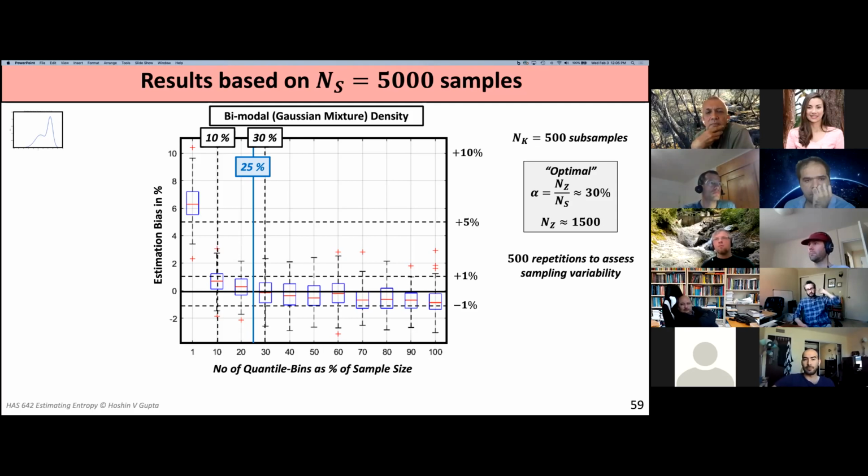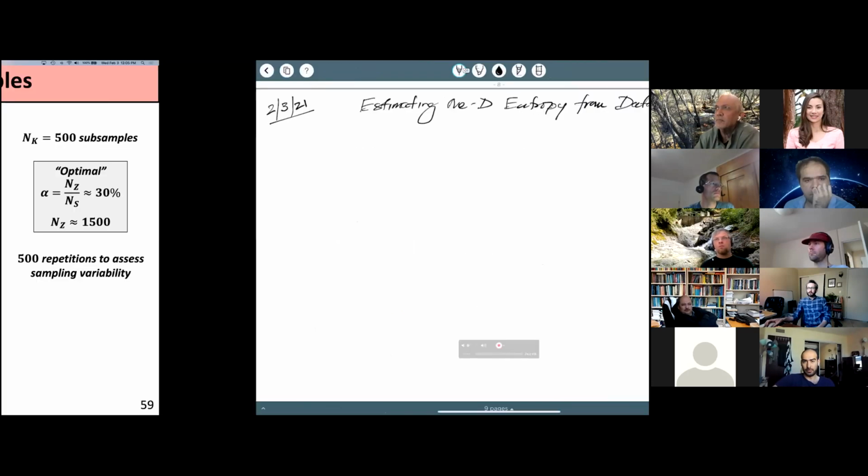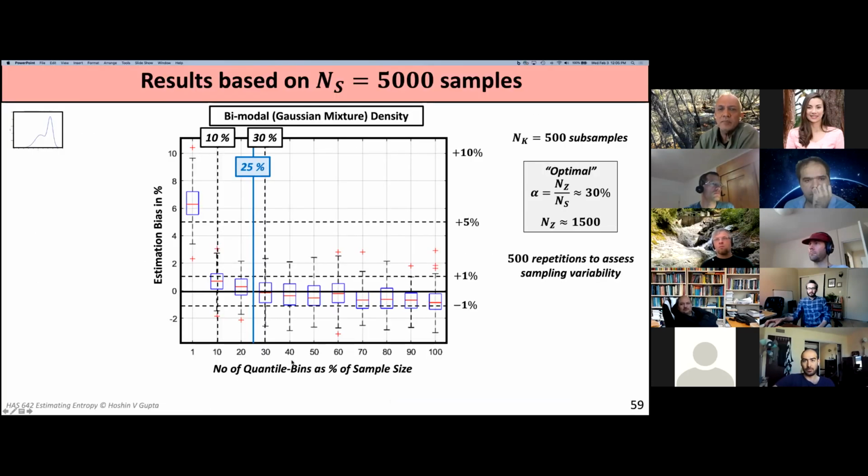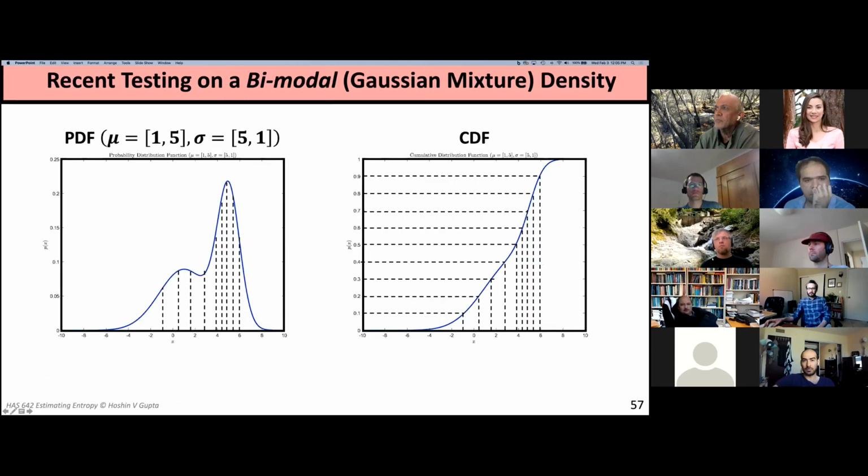Okay. Hoshin, one quick question. Sure. The way you are doing that sub-algorithm makes me think whether this method would be applicable only for a unimodal distribution, or it would work equally well with a bimodal distribution. So we did this for this bimodal distribution, right?